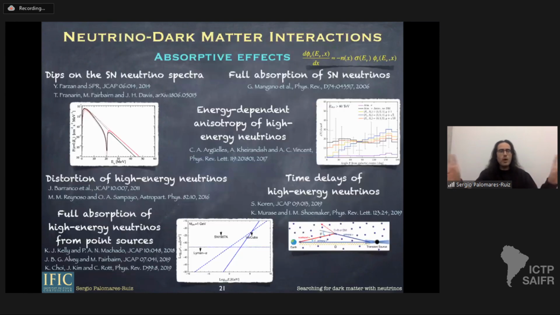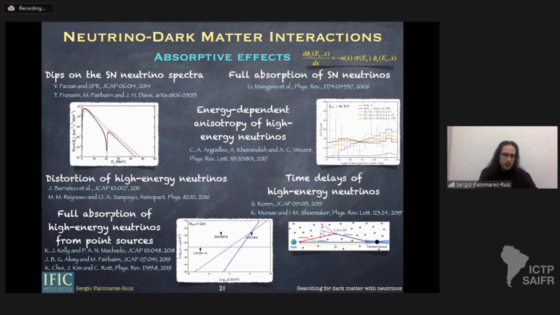There are basically two types of effects: incoherent or coherent effects. Incoherent effects are absorptive effects, so we search for an absorption of the flux of neutrinos from astrophysical sources above some energy, or at some energy we have some resonant effect. For instance, one can search for dips in the supernova neutrino spectra, which is something I did with Jasmin Farzan with Super-K. One can search for full absorption of supernova neutrinos, or energy dependent anisotropy of high energy neutrinos by comparing regions where neutrinos would go through a huge amount of dark matter to others that would cross smaller amounts of dark matter.